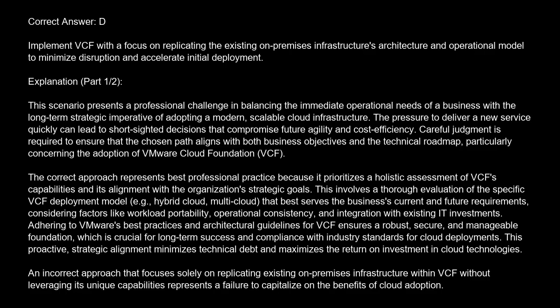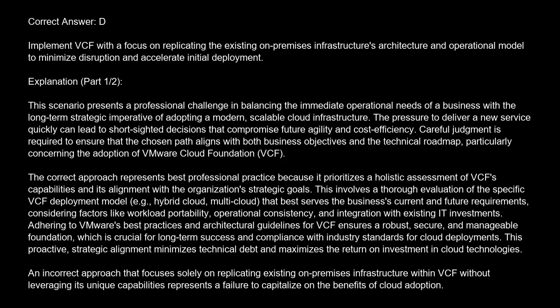Correct answer is D. Implement VCF with a focus on replicating the existing on-premises infrastructure's architecture and operational model to minimize disruption and accelerate initial deployment. Explanation. This scenario presents a professional challenge in balancing the immediate operational needs of a business with the long-term strategic imperative of adopting a modern, scalable cloud infrastructure.